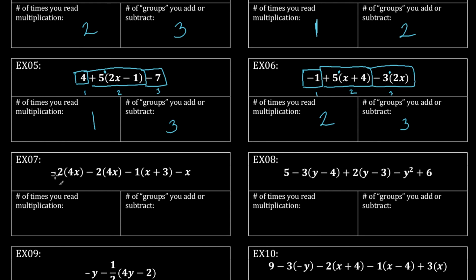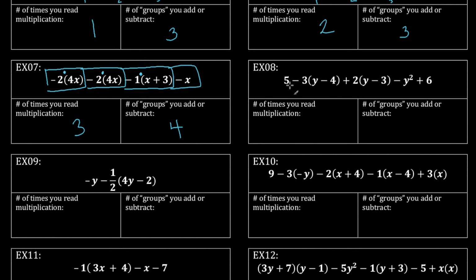So example number 7, negative 2 times 4x minus 2 times 4x minus 1 times x plus 3 minus x. 3 multiplications. So I start off with negative 2 and I multiply by 4x. And then I take away 2 times 4x. And then I take away 1 times x plus 3. And then I take away x. There are 4 groups.